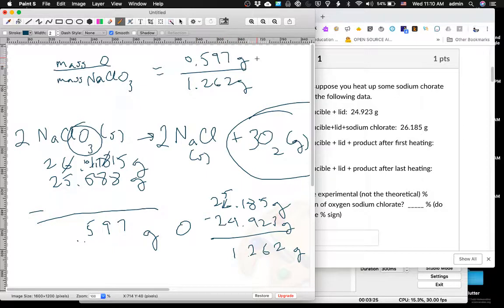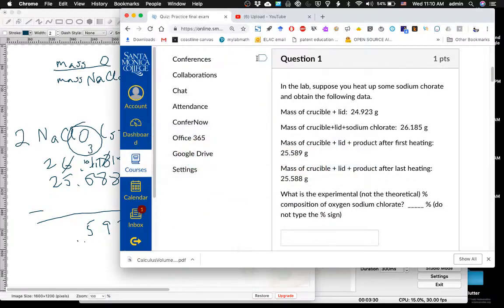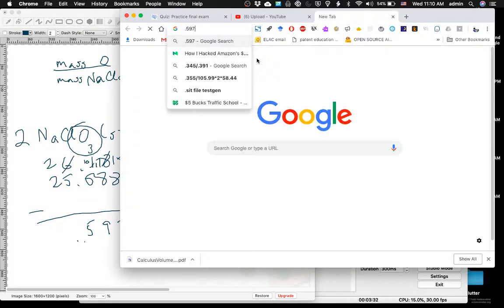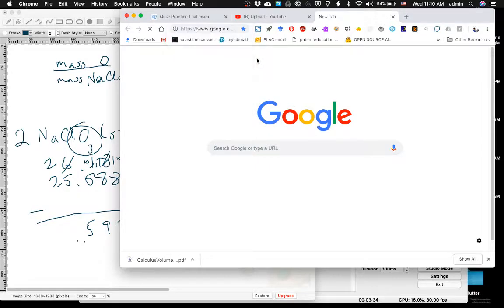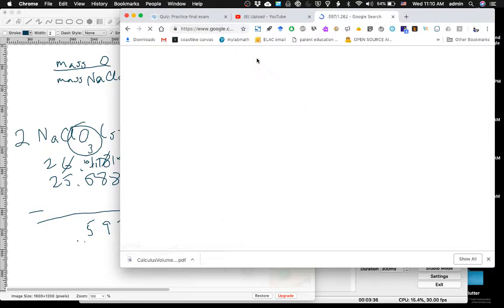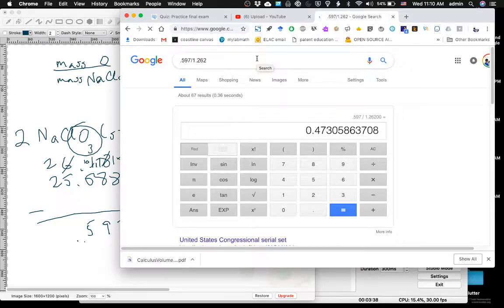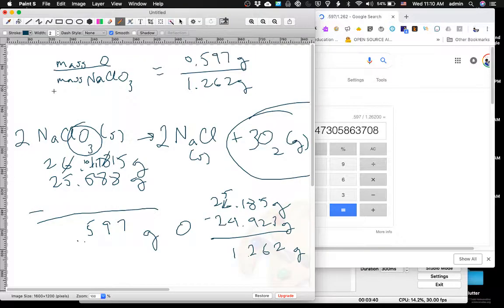So 0.597 divided by 1.262. That's 47.31%. Looks like I could only use three significant figures, so it's actually 47.3%. Yeah, you got to multiply by 100% if you want a percent. So this is going to be 47.3%.